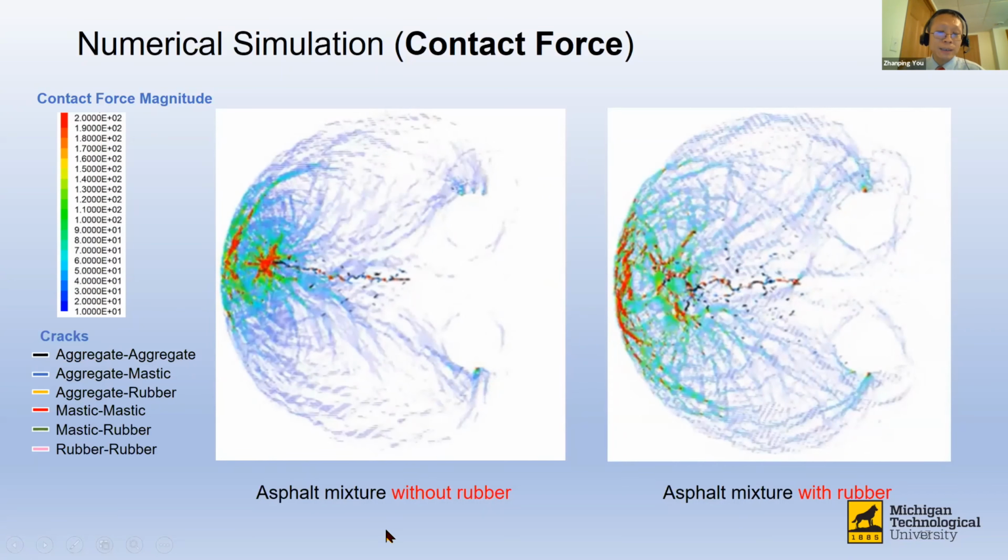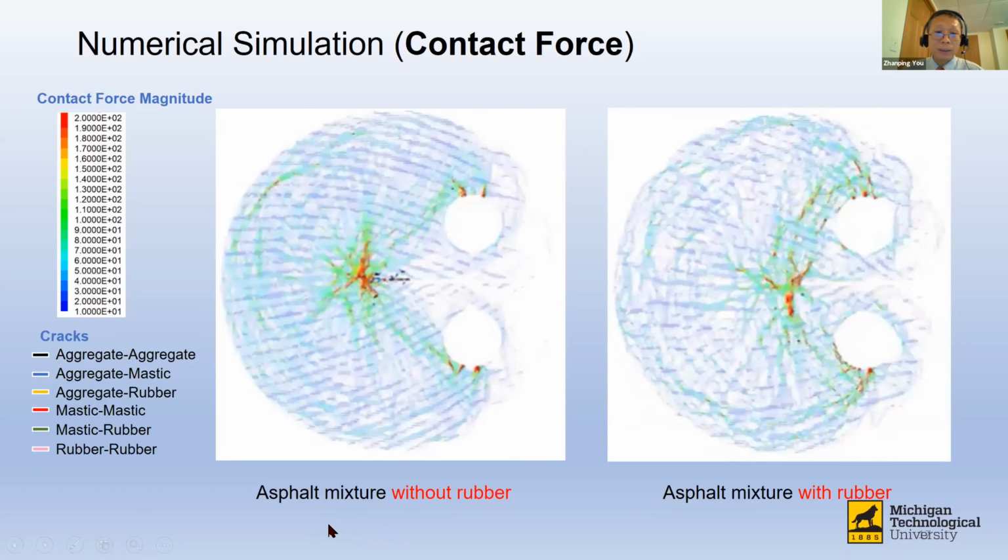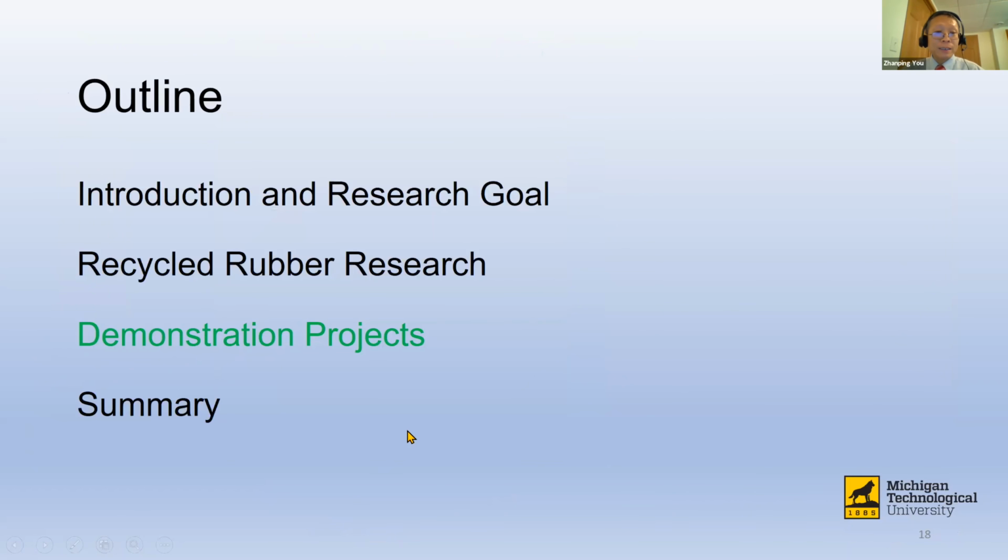This is some of the simulation we have, and of course we have done a lot of simulation work, but we only show you two pictures of it. Our next step is to move to the field work in the demonstration. We have done research work in-house on lab work and numerical simulation, and now we are going to move this to the field.